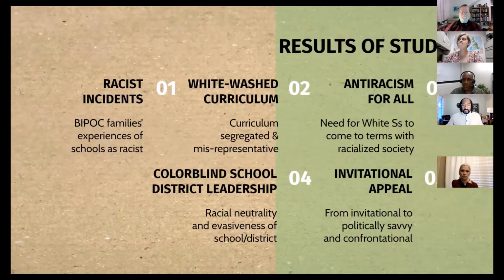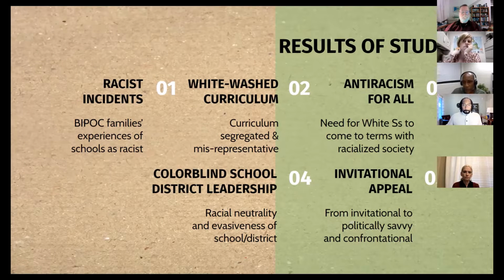So results of the study. Five broad themes here. First, racist incidents, so BIPOC families' experiences of schools as racist, outlining incidents such as the parent who initiated this study, problems with her son and the N-word being thrown around in the school.